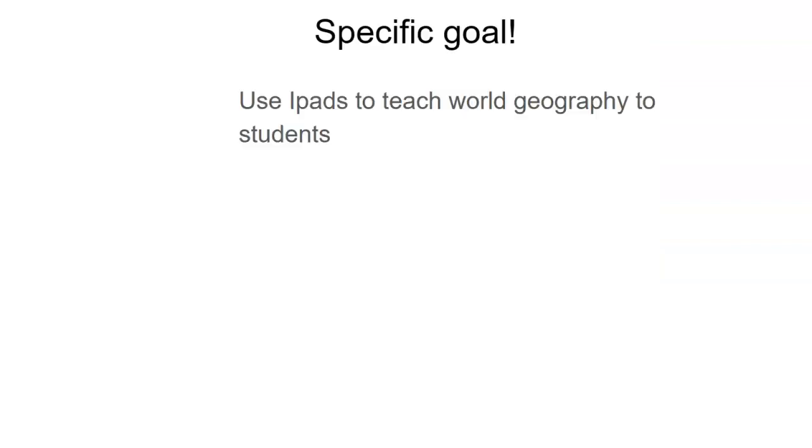So our specific goal is to use iPads to teach world geography to students. With our specific goal, we need to understand that each student has some inequity and other factors we need to take into account. These factors can be screen time. These factors can be lack of Wi-Fi, lack of resources. Some students don't have iPads at home.